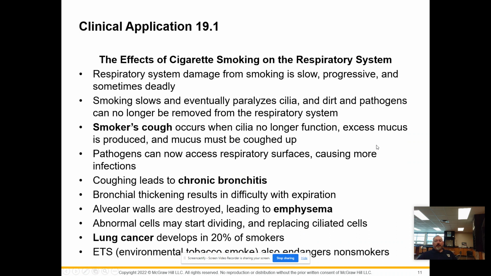All right, smokers, for starters, stop it. Okay, I've said my piece there. So the respiratory system, damage from smoking is slow, progressive, and sometimes deadly. If smoking was deadly every time, you wouldn't have anybody that does it. But it is slow to harm you.